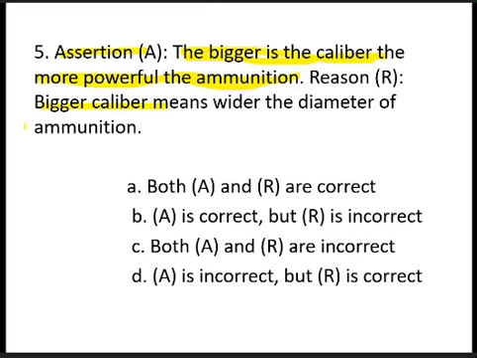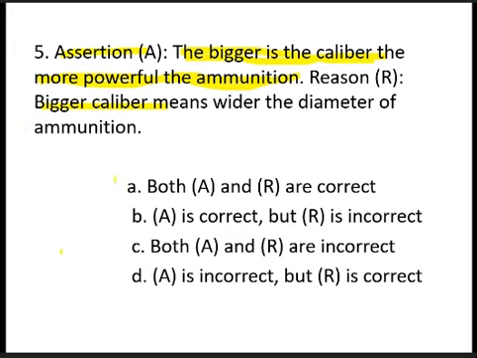Ganina, naghisgot og gauge og caliber. Karon naghisgot ta og caliber og ang iyahang capacity sa ammunition or the power of ammunition. Assertion was the bigger is the caliber, the more powerful the ammunition. Reason, bigger caliber means wider the diameter of the ammunition. Choices. Of course, isa ani nga choice is the correct answer, and the other three were just distractors of the correct answer.